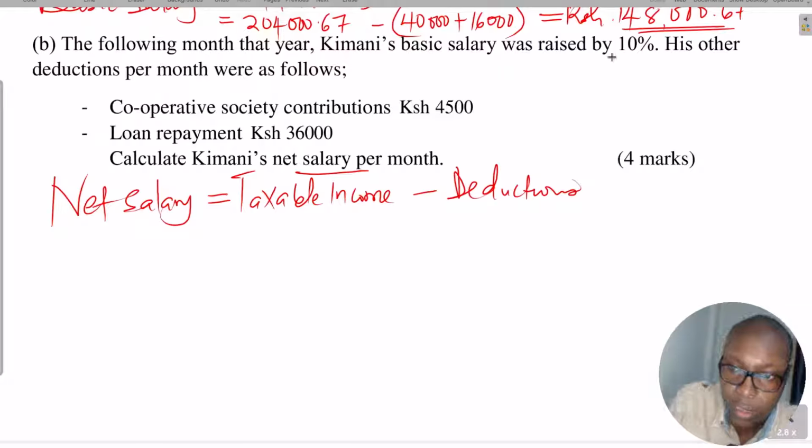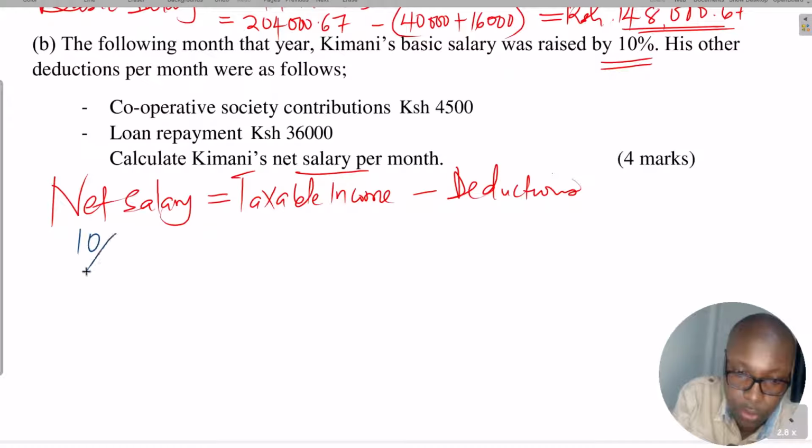After this increase of 10%, there is something that will be affected. After the basic salary was raised by 10%, the taxable income will also be affected, and also the net tax will be affected. Those are the two things that will be affected. So we need to find what this 10% increase represents.